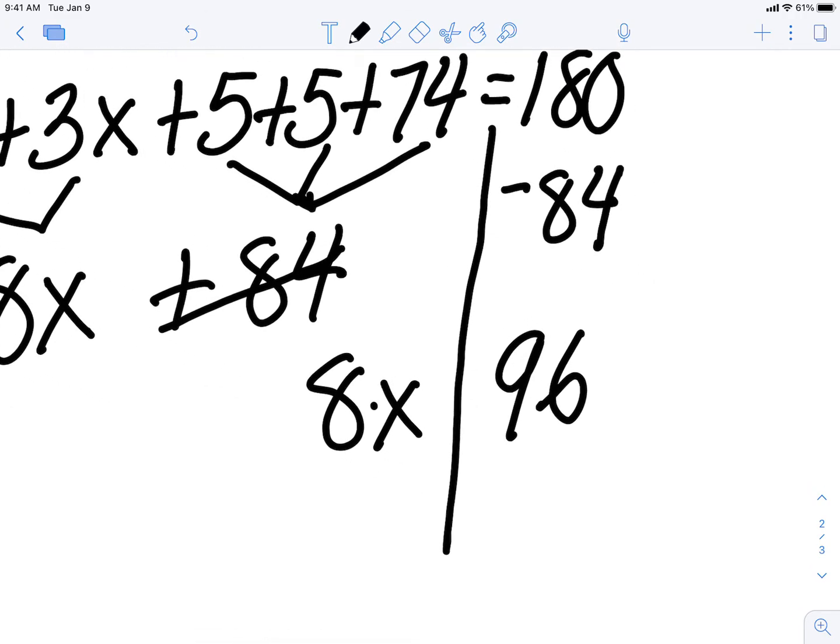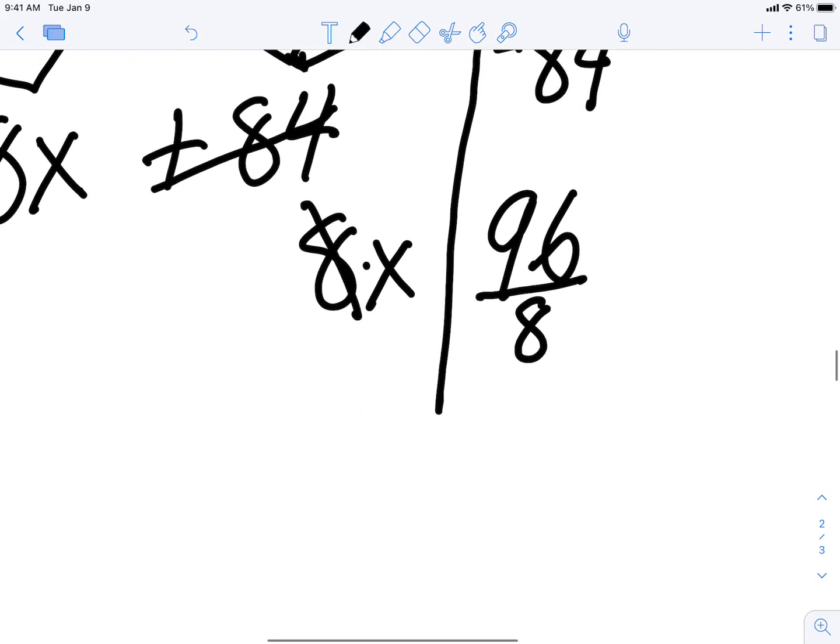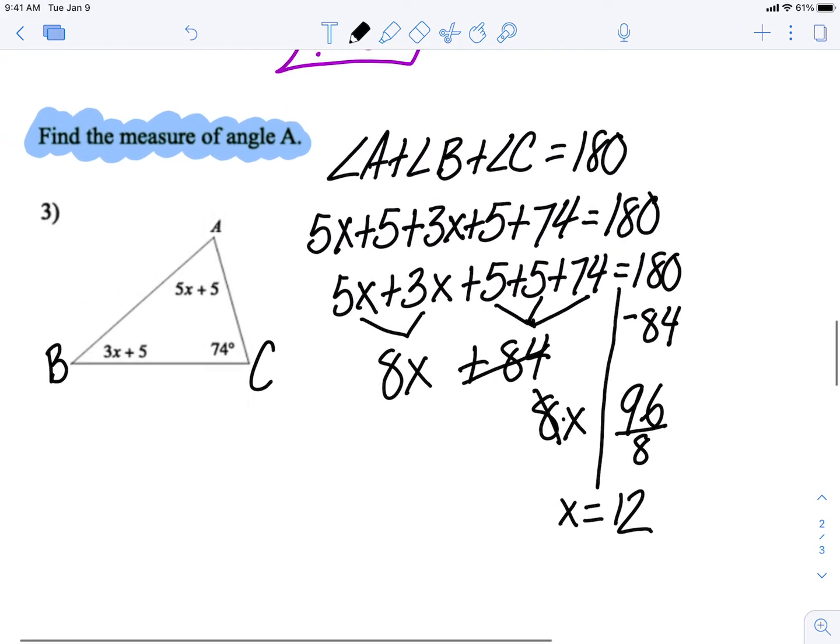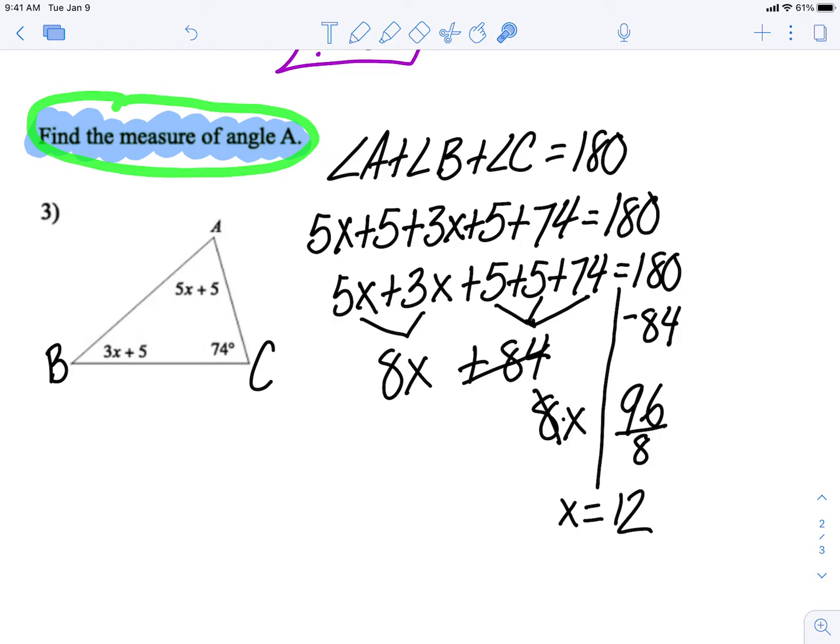8x means 8 times x. The opposite of multiplying is dividing. And I get x is equal to 12. Now, is this the final answer? Does the question ask you to find x?